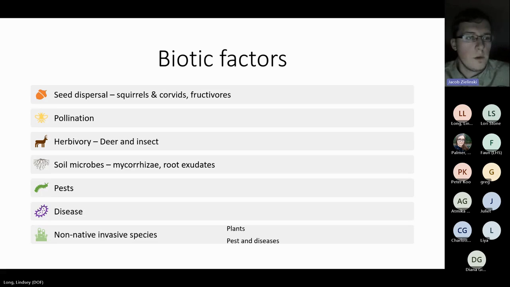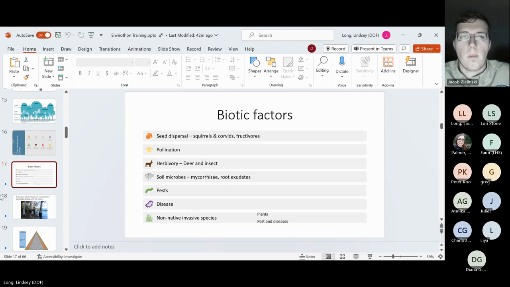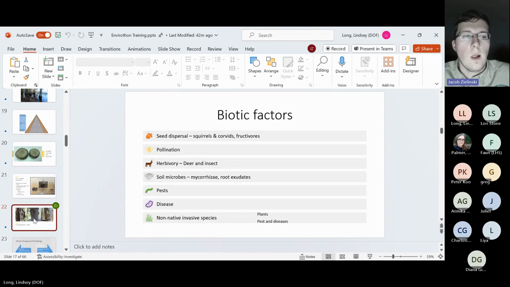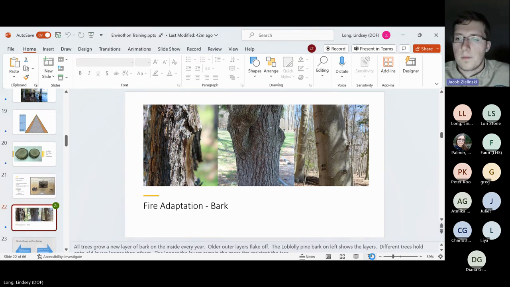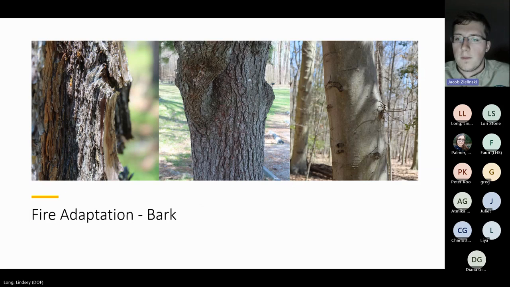So if we go to the pictures of the loblolly pine bark fire adaptation, 22. What was the type of bark for the one on the far right? So the one on the far right, that red maple, is a non-fire adapted species. It's that species that will get killed off in that fire. It's our red maple, that very thin bark species, a classic.